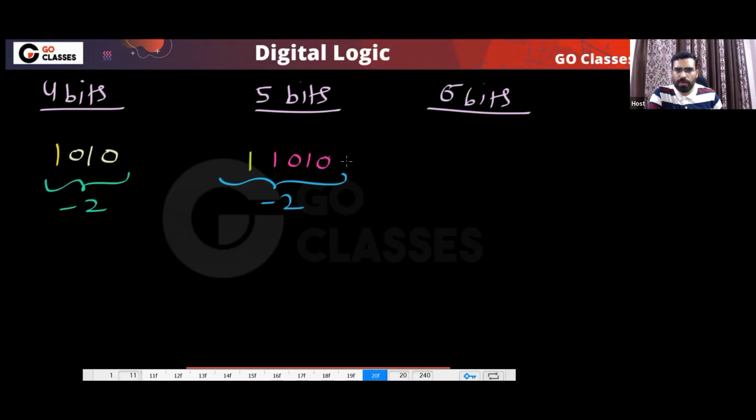Which MSB should I copy? What is this data? This is minus 10. So tell me what should happen? So this should happen. Very simple.